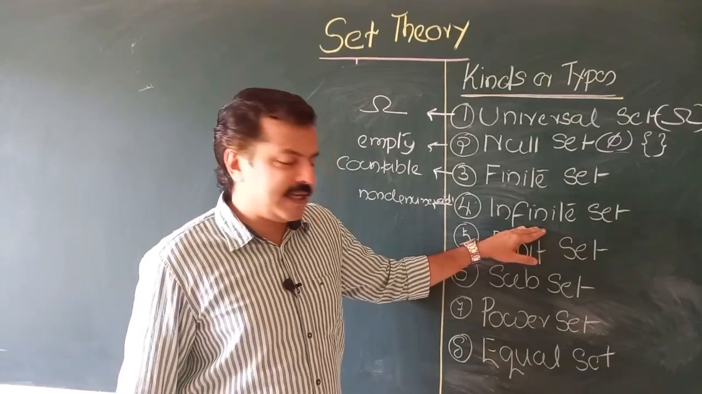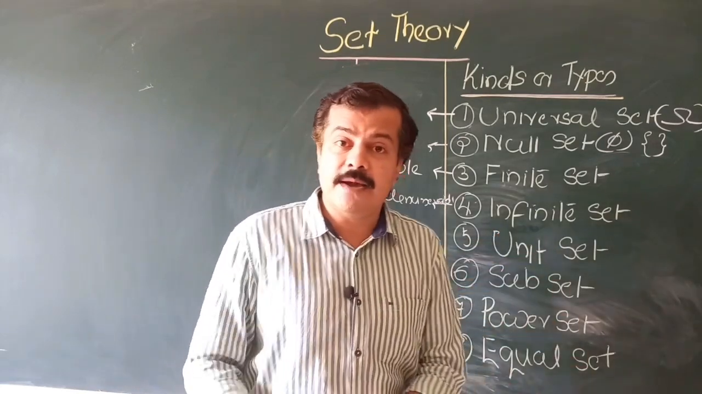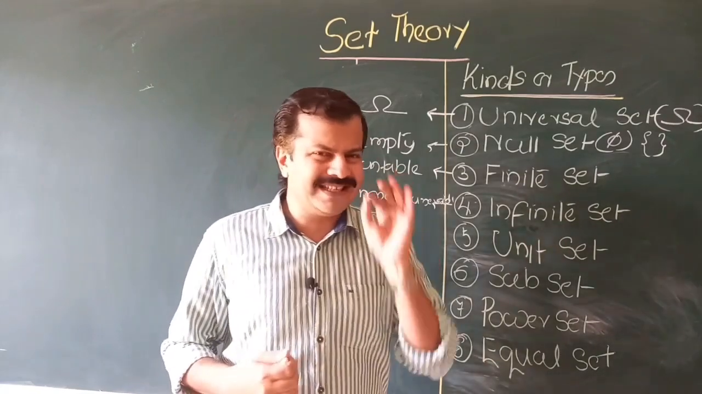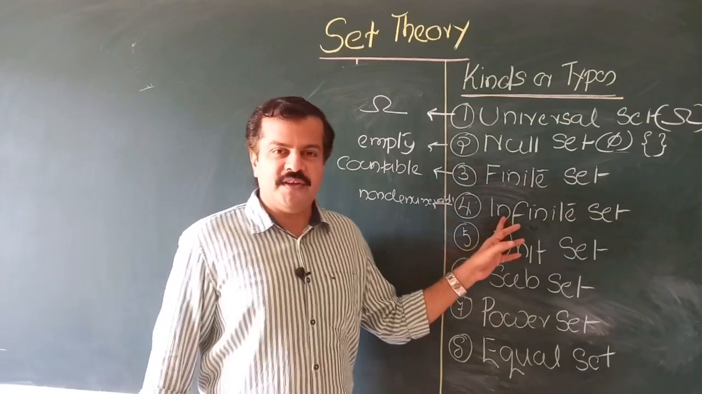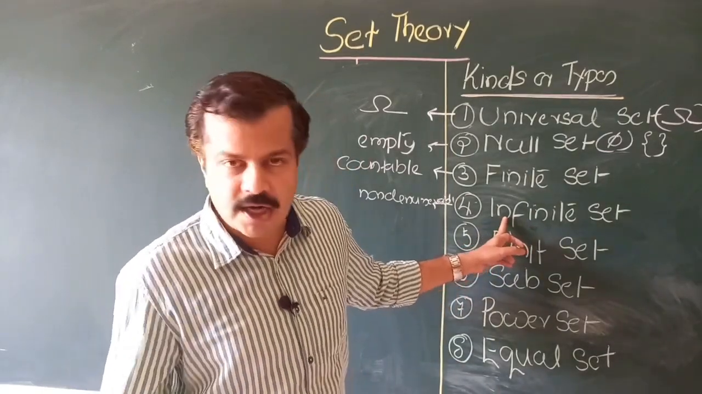So infinite sets are non-denumerable sets. Stars in the sky is an example of an infinite set. We don't know exactly how many stars there are. So we call it an example of an infinite set, a non-denumerable set, or a non-countable set.